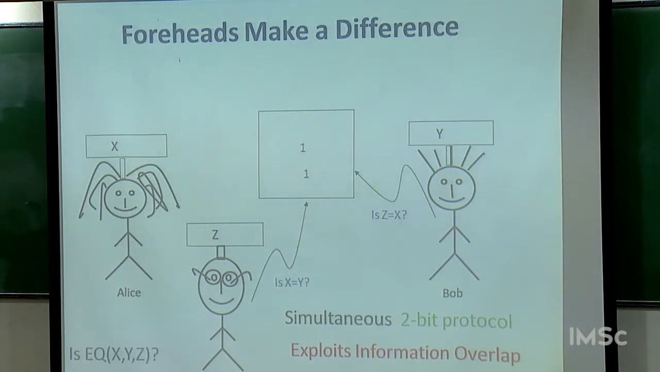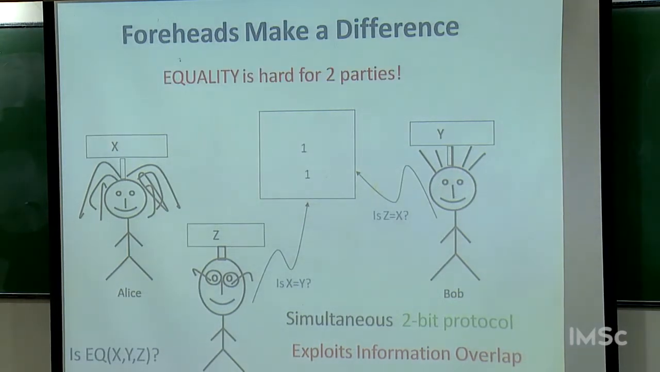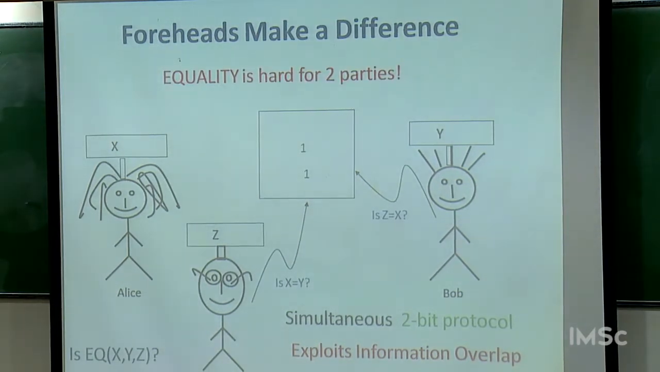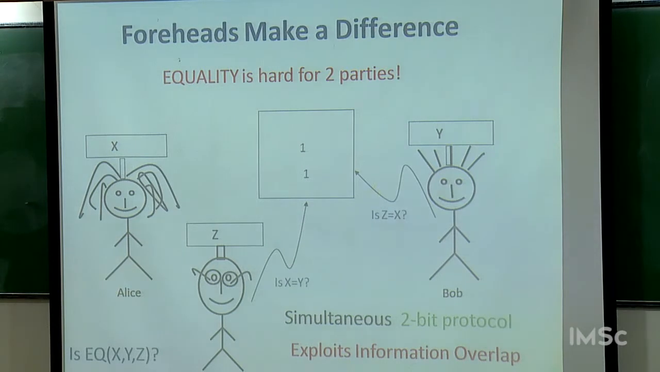So what I mean by that is both Charlie and Bob, without talking to each other, could have sent their respective messages to a referee who has no access to the inputs, only has access to this blackboard, and still the referee would be able to give the right answer. Okay? So this shows that a function like equality, which was very hard for 2 parties, suddenly becomes easy for 3 parties. Okay? So this just exploited the overlap of information.